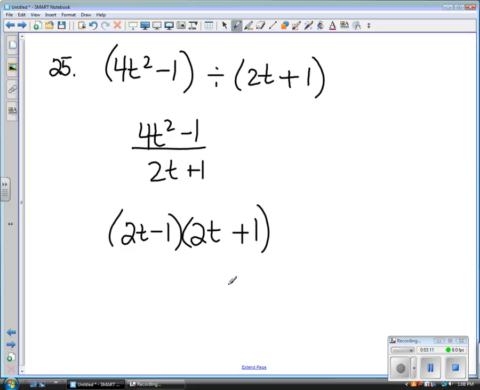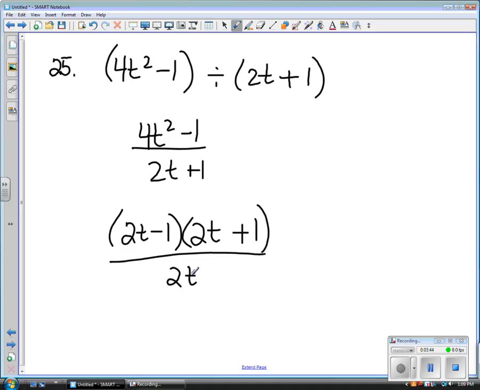Now, if you need to check yourself, do FOIL. First term gives me 4t squared. Outside terms, this one's going to be a positive 2t. Inside terms gives me negative 2t. Well, we know a positive 2t and a negative 2t cancel off. And then my last term is negative 1. So if you need to check just to make sure you're good, go ahead and do that.